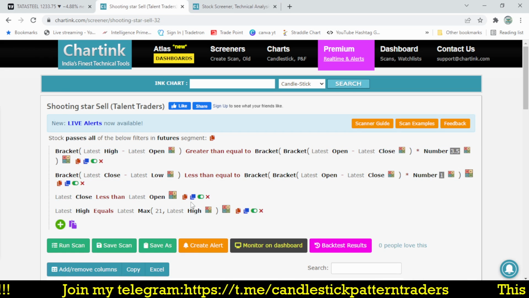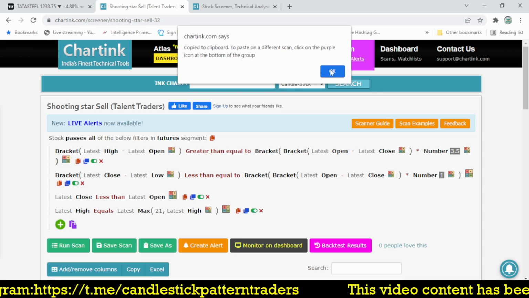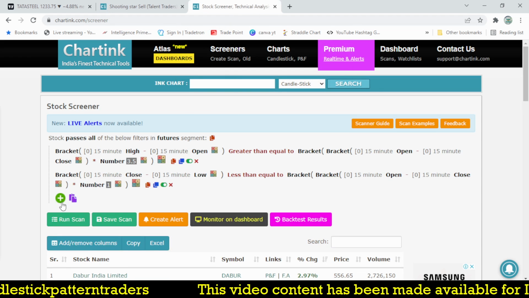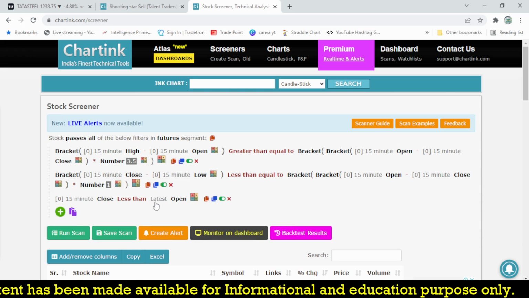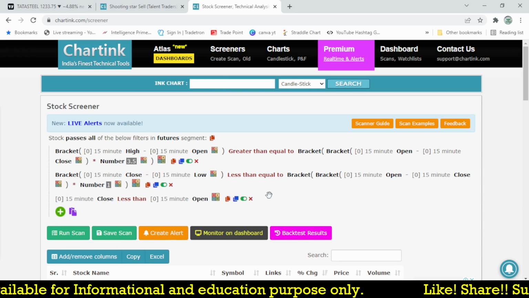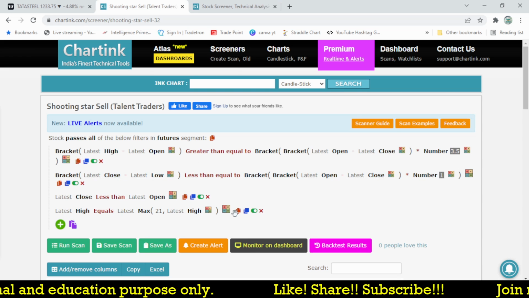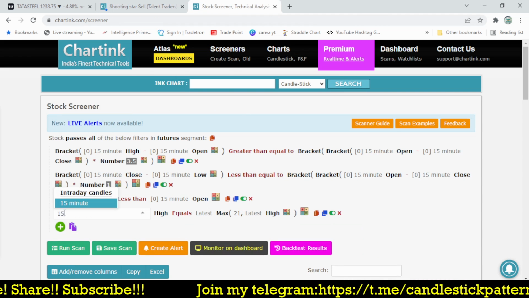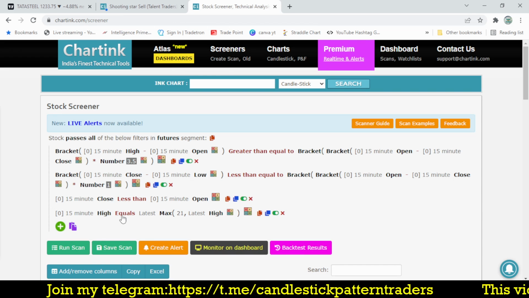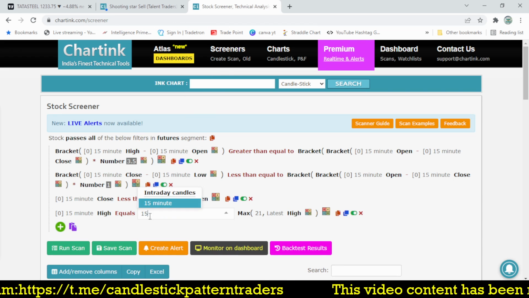And the last one is that it must be a red candle, so that condition will filter out the red candles. The last 15 minutes candle should be red, and this should be the candle which is the highest level in the last 21 candles.